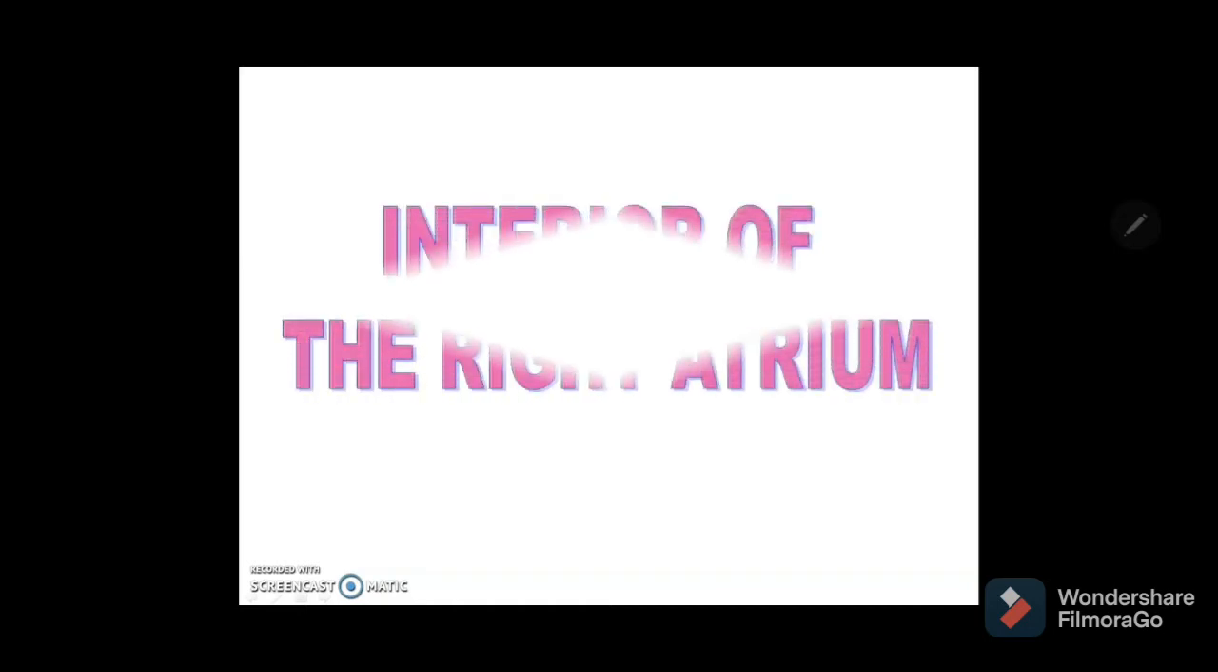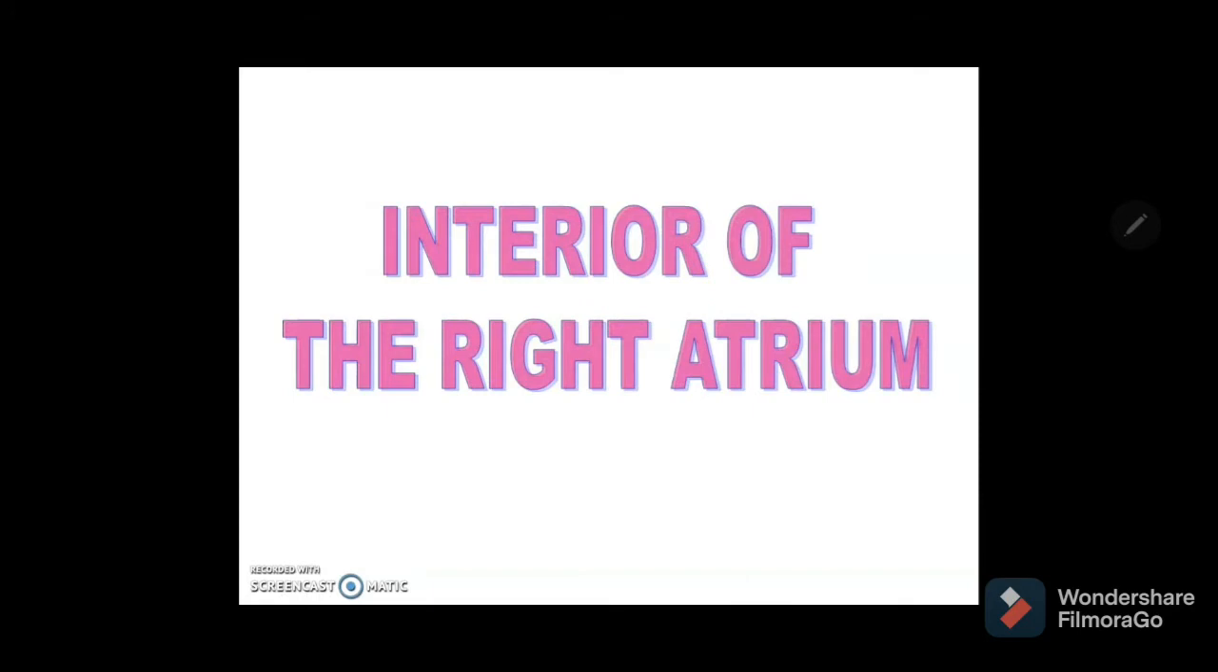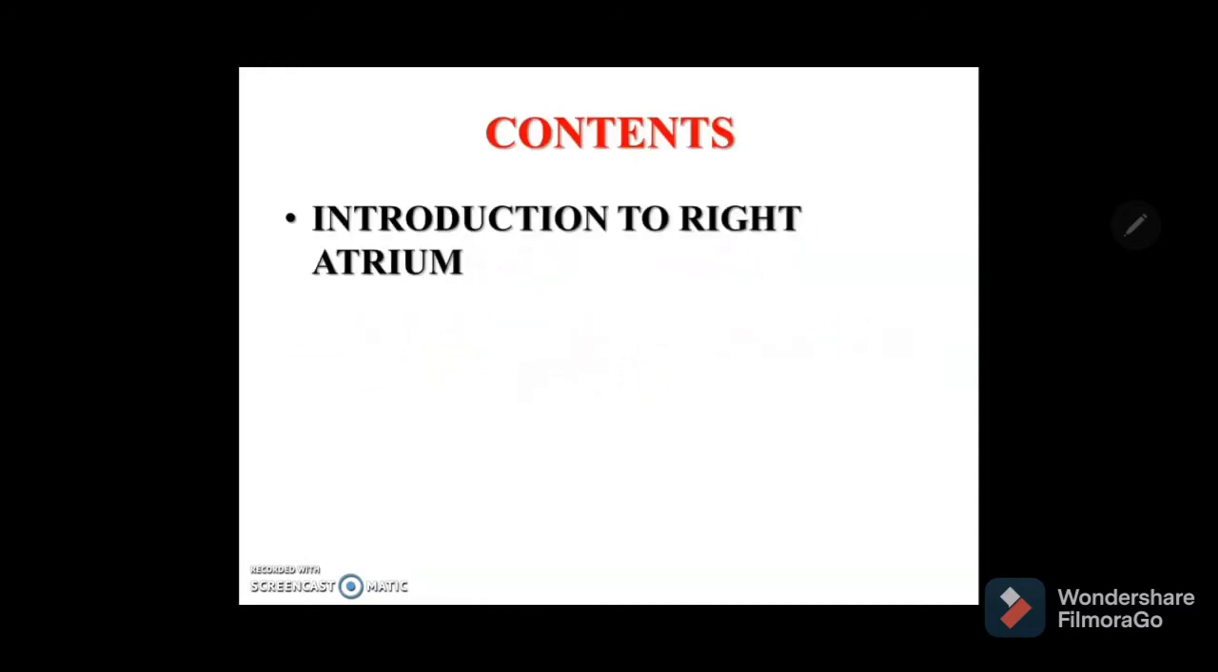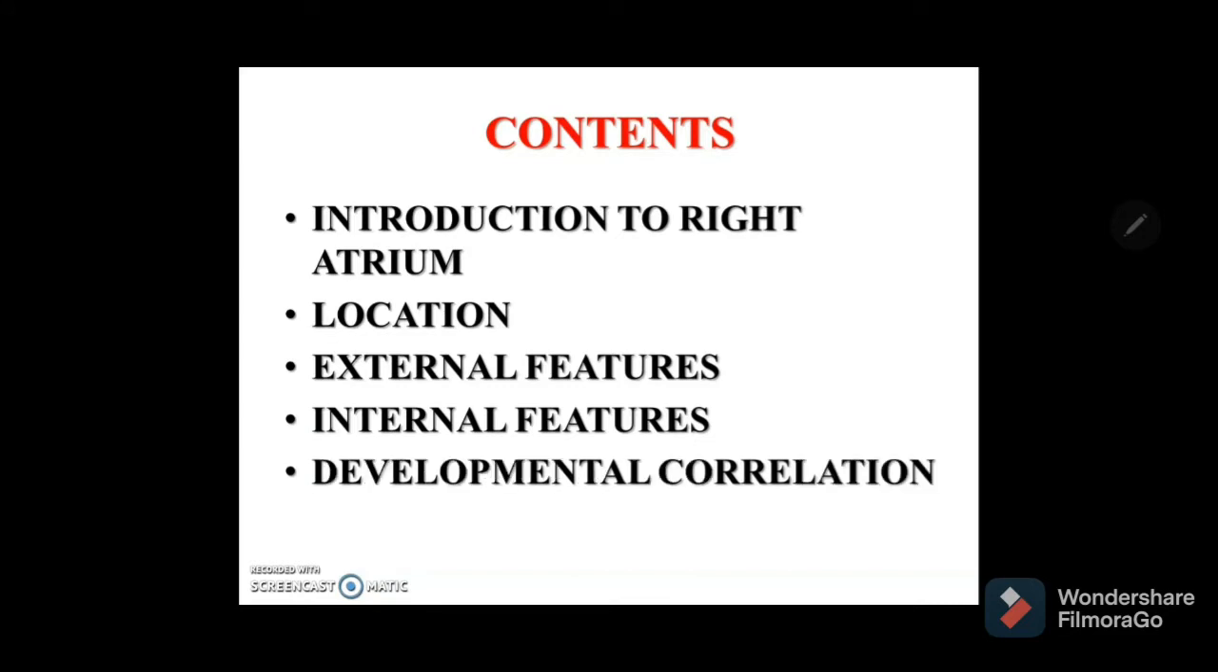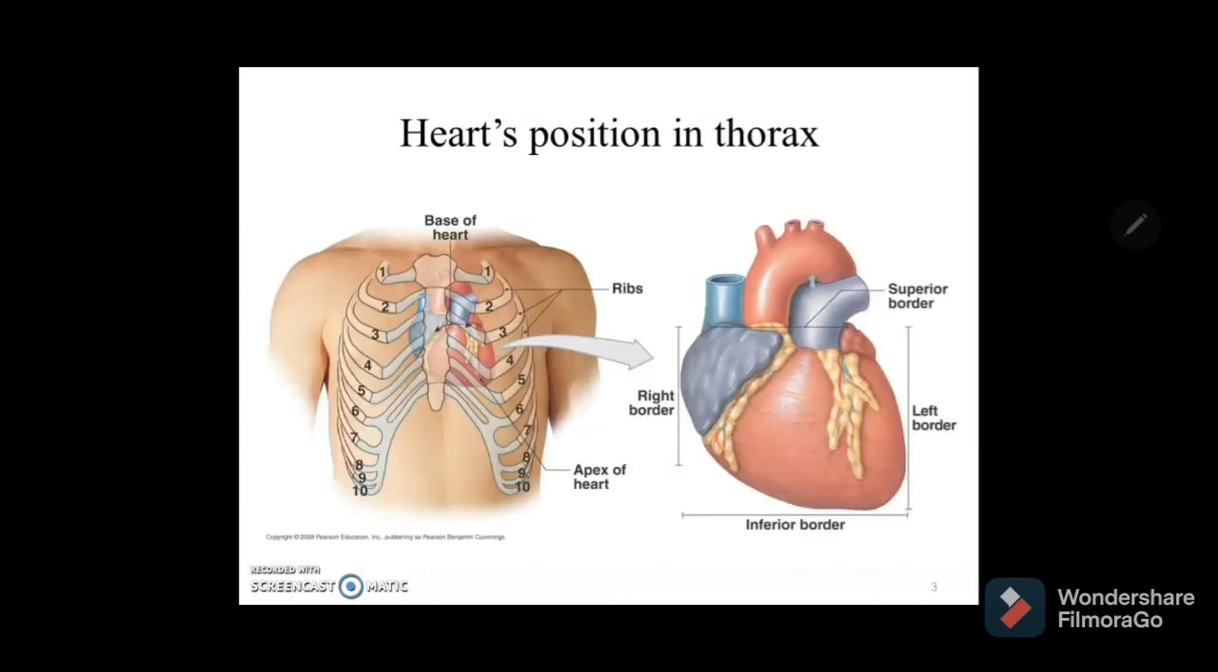In the previous session we have discussed the external features of the heart, and in today's session we are going to see the interior of the right atrium. We will discuss it under the following headings. First we will see what is the right atrium, then the location, then the external features of the right atrium like shape, relations, and extent, and the internal features inside the right atrium, and we will correlate these features with the development, that is the embryology of the right atrium.